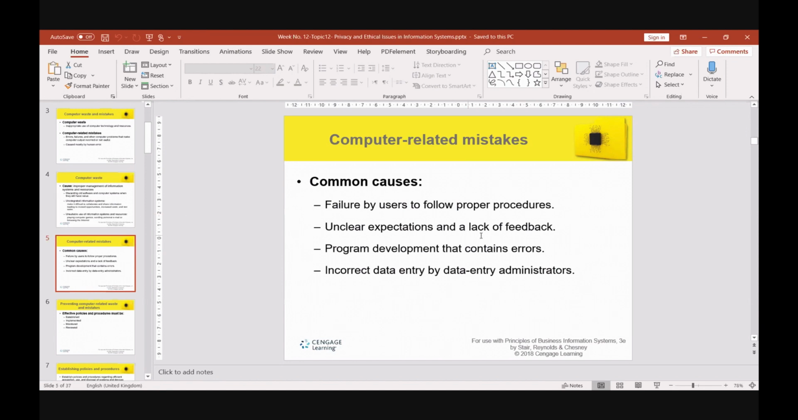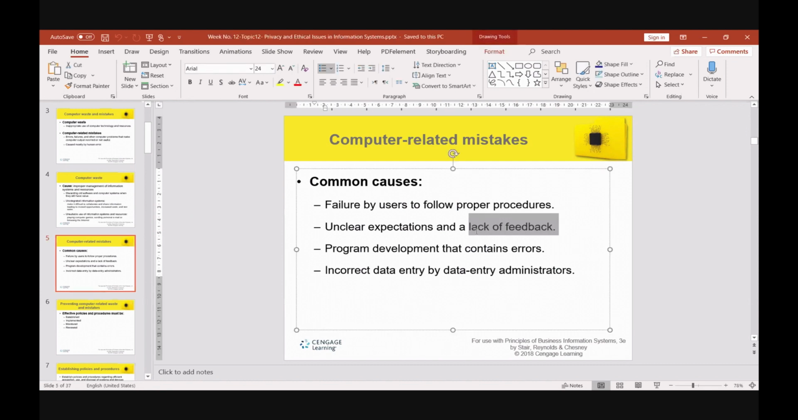Unclear expectation and lack of feedback. So my expectations are not clear about what kind of output this system would give me. What is this system meant for? I don't know. And there is lack of feedback. The system is not giving me feedback. Nobody is giving me feedback. I don't know whether I'm doing right or wrong. So this is one of the reasons that I do not have enough information, so I will commit mistakes.